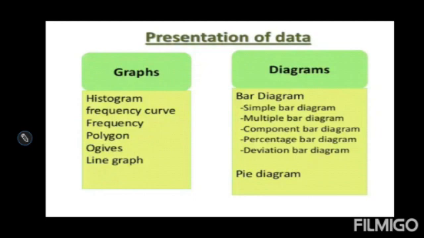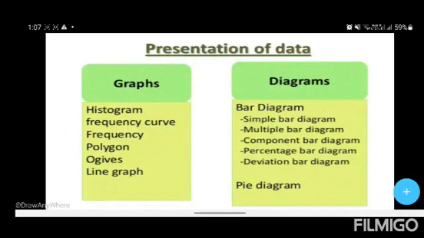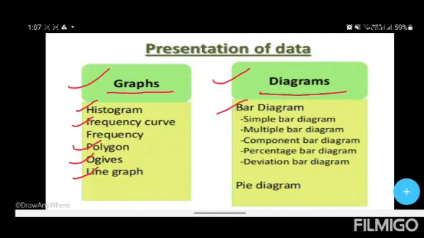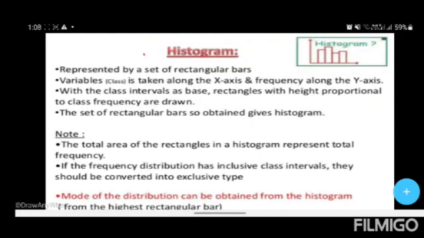There are different graphs and diagrams with the help of which data is presented. In the graphs, we have histogram, frequency curve, frequency polygon, ogives, and line graph. In the diagram side, we have bar diagram, different types of bar diagrams, and pie diagram. Let's discuss them one by one. First, we have histogram. It is presented by a set of rectangular bars.